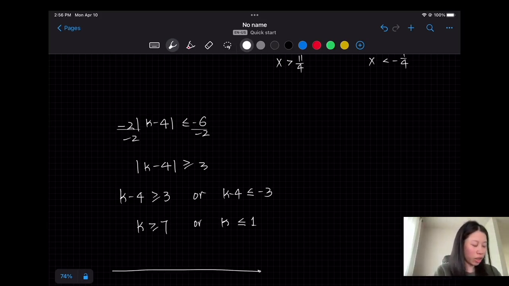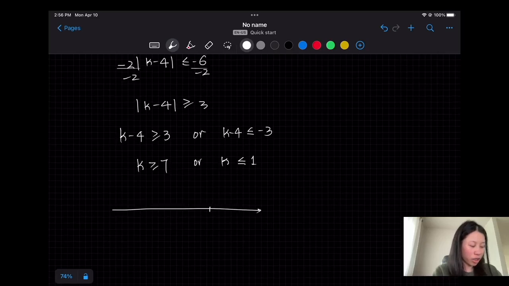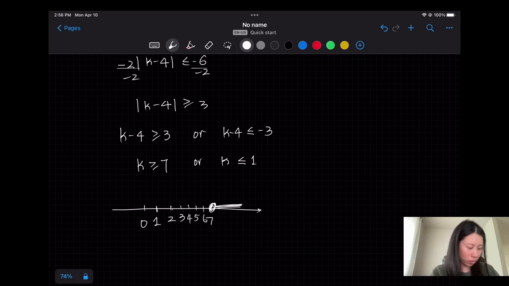On the number line, this should look like greater than 7 is on this side, and then less than 1 should be on this side.